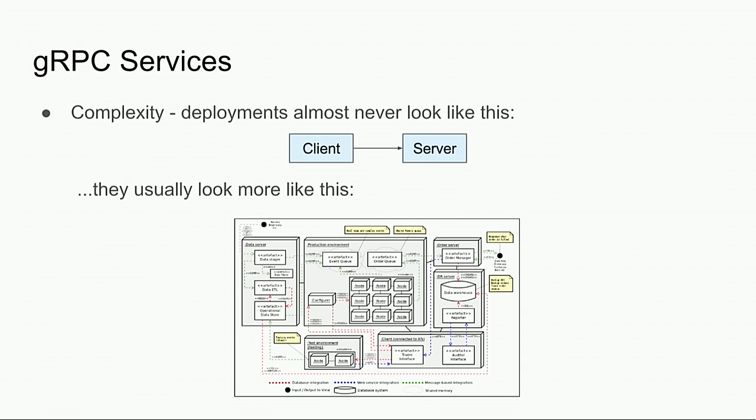And to top it all off, when you get to the real world, complexity almost never looks like the standard, I have one client that talks to one service, that thing that the Hello World example always presumes. It ends up being something more complicated, like the picture at the bottom where you have a bunch of services all talking together. And so some of these concerns become even more important when you have those types of deployments.